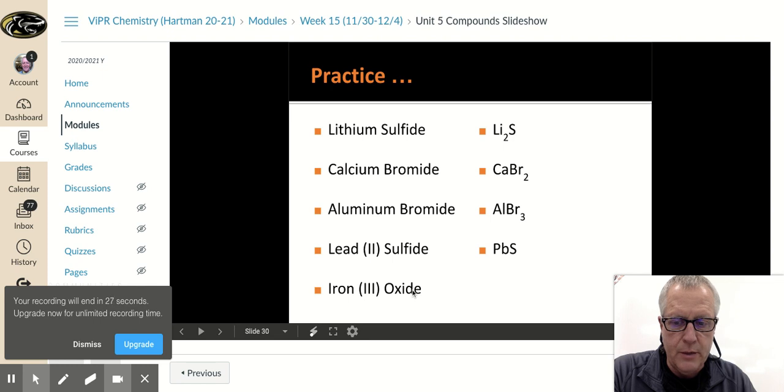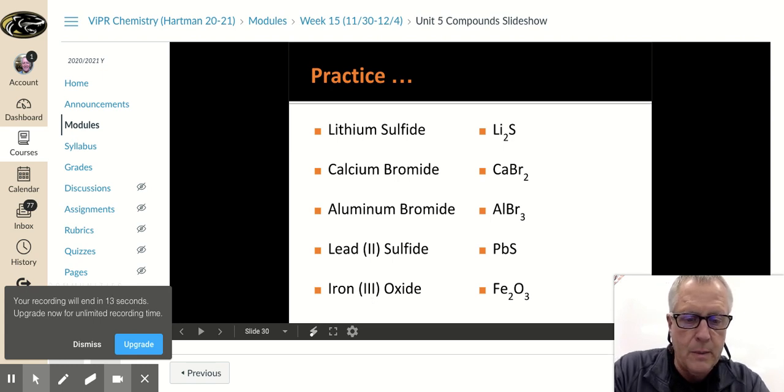Oxide's a 2 minus. This is iron(III), so we'd have to put the 3 below as a subscript to the oxygen, and a 2 as a subscript to the iron. And there we have Fe with a subscript 2, and O as oxygen with a subscript 3.